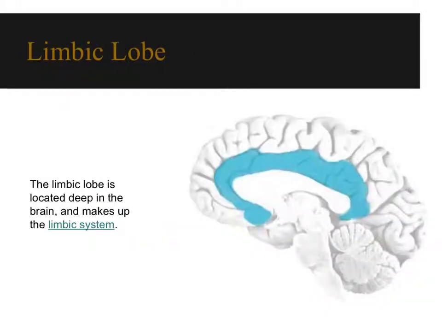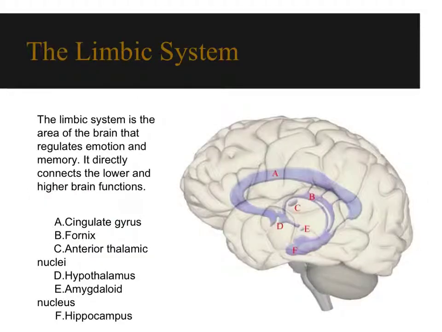Again, the limbic lobe is located deep in the brain and makes up the limbic system. So we're going to break apart the limbic system briefly. All right, when we talk about the limbic system, what we really need to remember is emotion and memory. Emotion and memory. And in many ways, those are often tied. There's a reason why emotions are tied to memories and memories are tied to emotions. There's a reason for that because they are processed in a similar portion of the brain, that is to say, the limbic system.